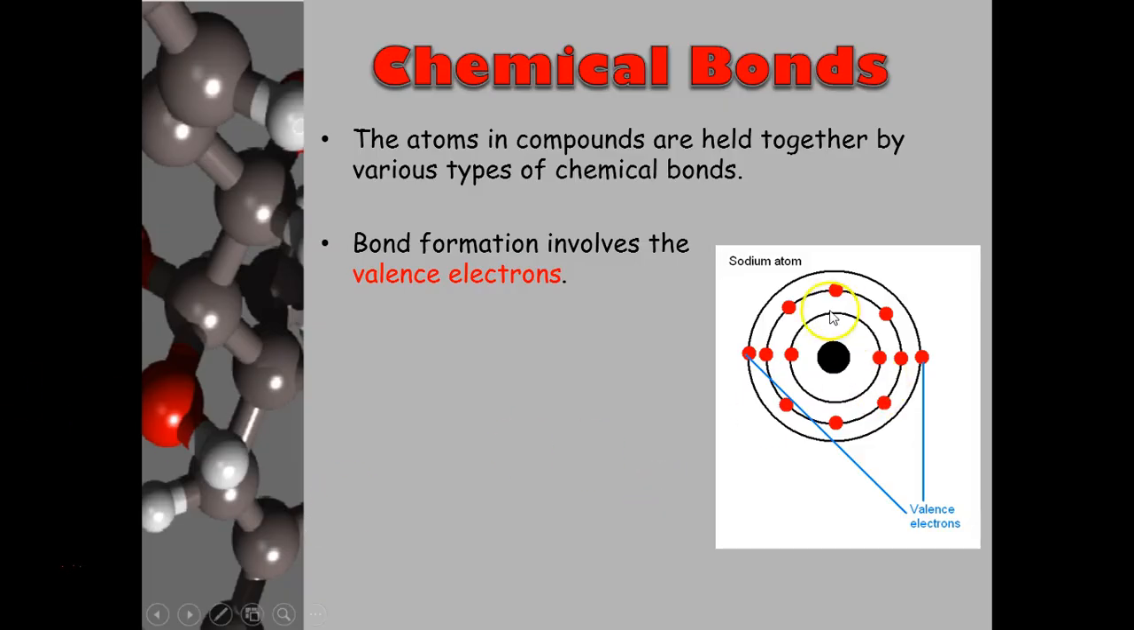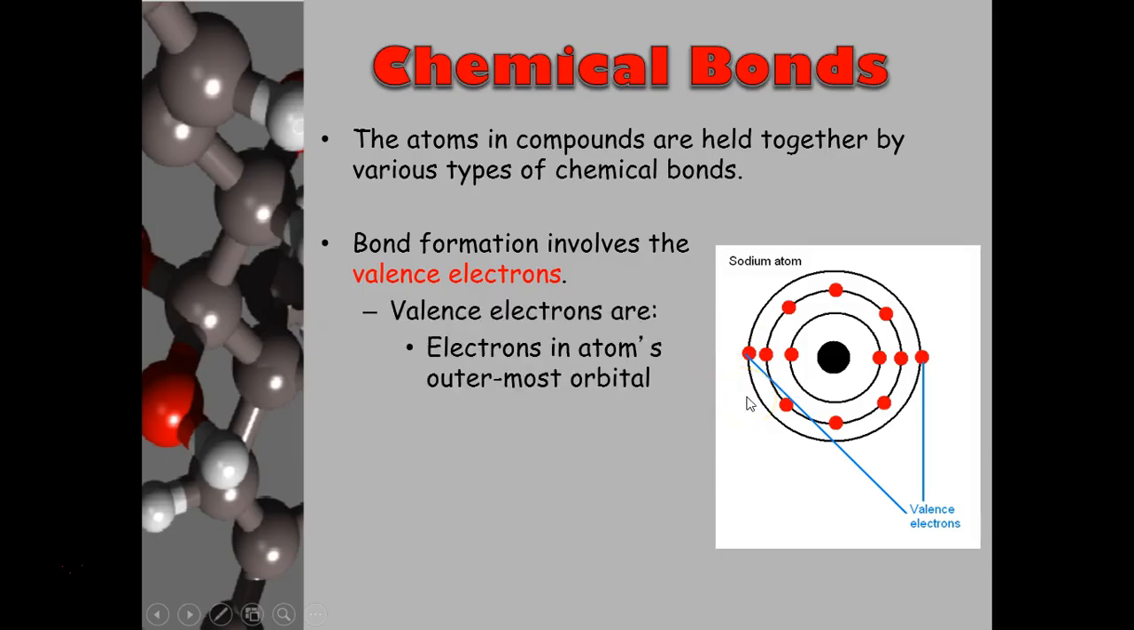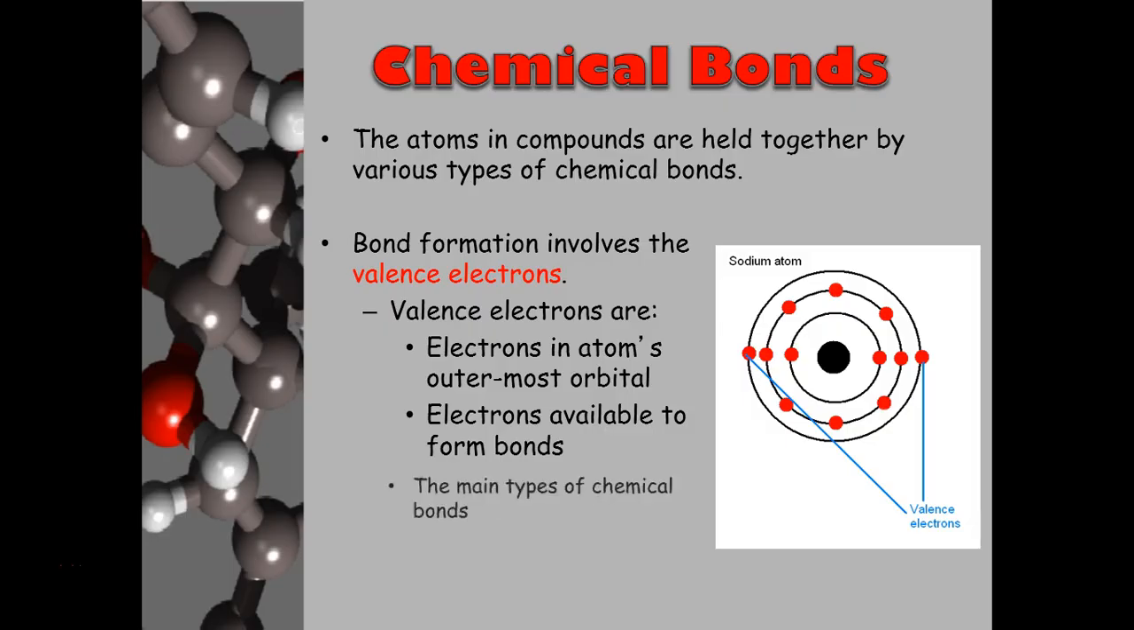So when we look at your electron configuration, right, so here's a sodium atom, for example. Those valence electrons are those electrons that are on the outermost orbital, or the furthest electrons from your nucleus, right? And these are the ones that aren't getting shielded by anything else, and so as a result, they're the ones that are available to form chemical bonds. And those chemical bonds are ultimately what holds atoms together in a compound.